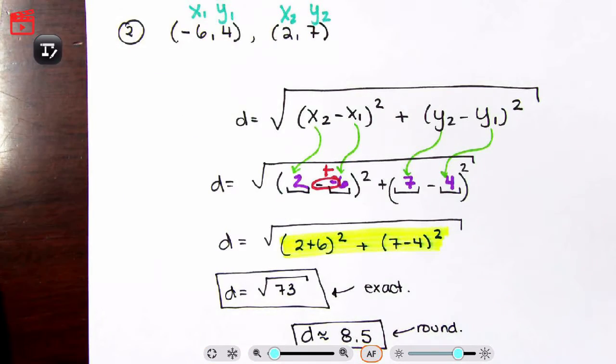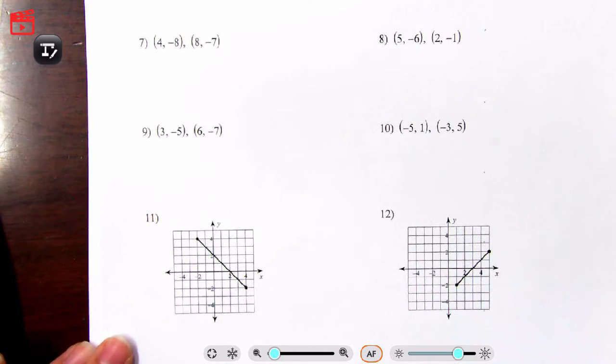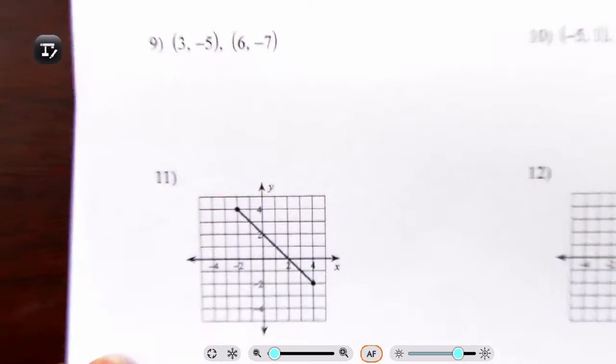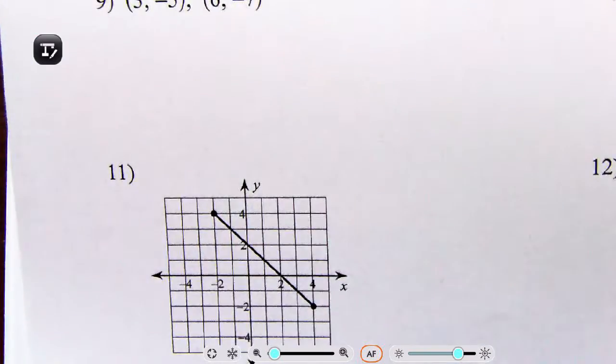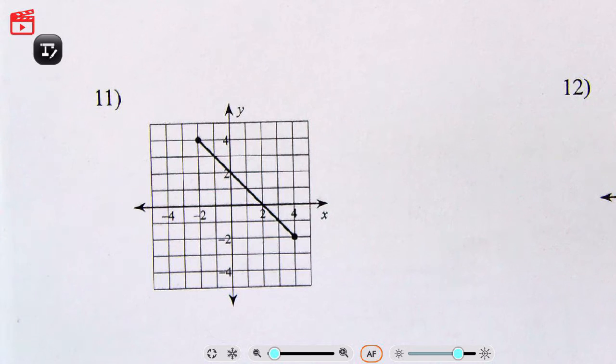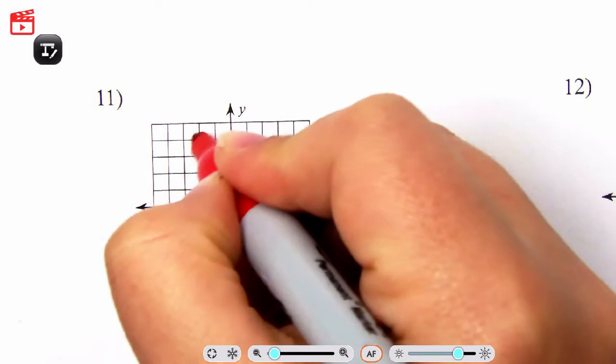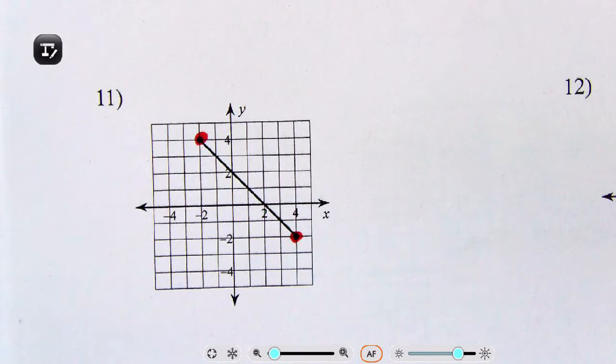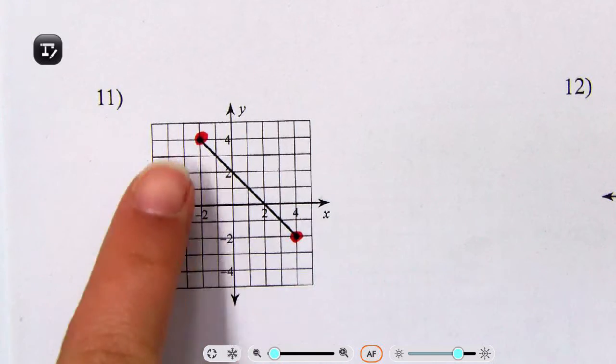Now sometimes they will not give you points. Sometimes they will look like this. I'm going to zoom in. Let's do 11. Sometimes they're going to give you something that looks like this. So although they didn't actually tell you what the points are, they do give you 2 points. One point is going to be this one here, the other one's going to be this one here, and they want to know the distance from this point to here.